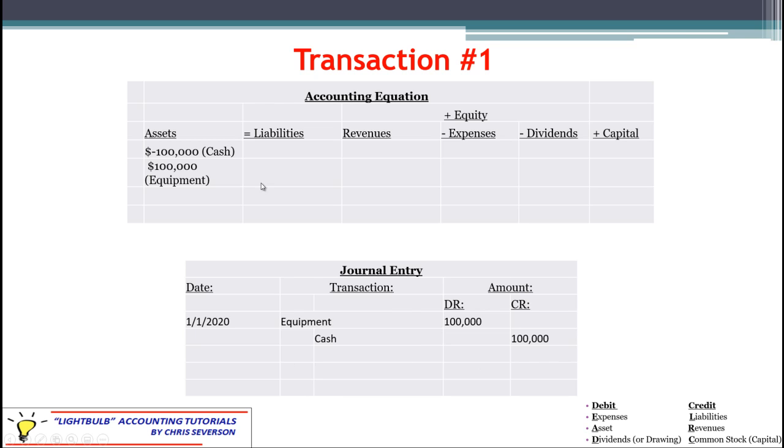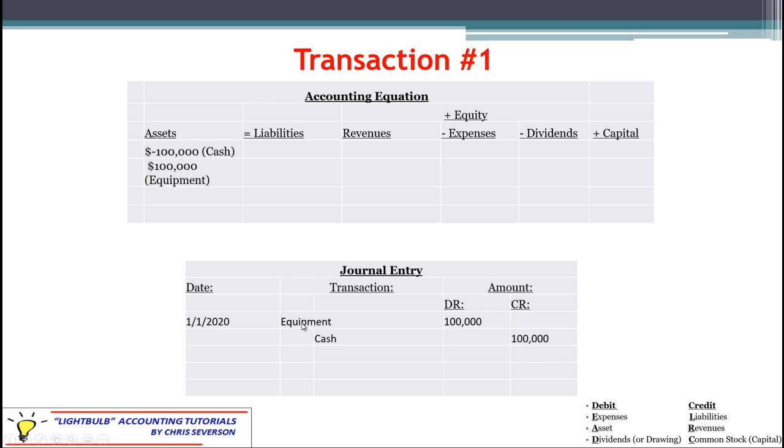So for the accounting equation here, we had 2 assets that were impacted. Cash decreased by $100,000. The equipment asset increased by $100,000. So we're still in balance. This nets to 0, and of course nothing is happening on the other side.